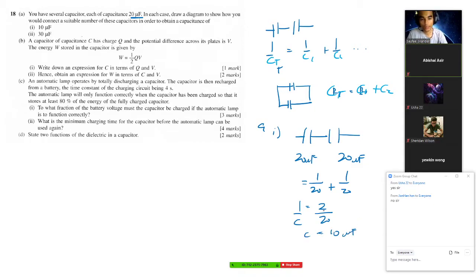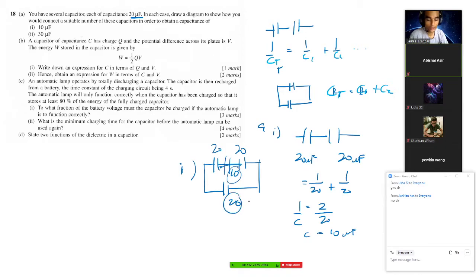And number 2, it will be series and parallel. So it will be 20, 20, 20. You have to combine these two again, so this one will be 10. Then 10 plus 20, because it's in parallel, will be 30 microfarad. So this combined with 30 microfarad will be the answer for 18A.